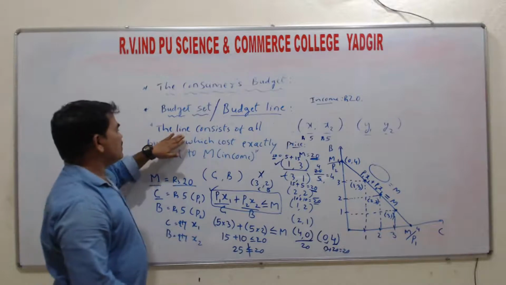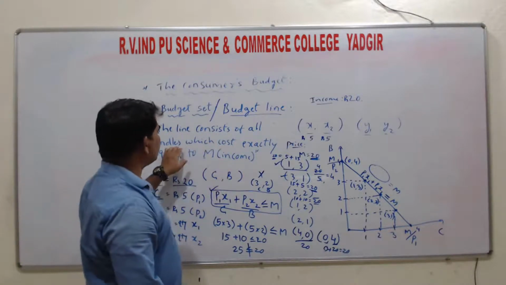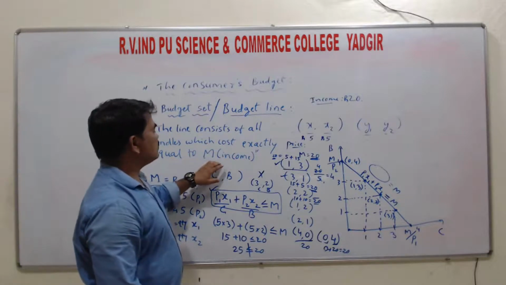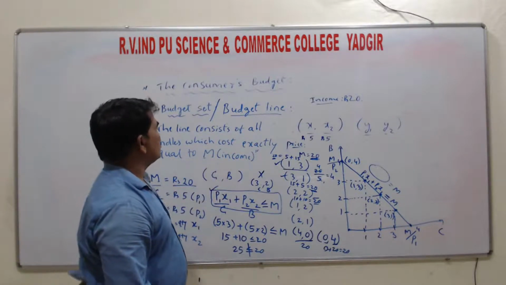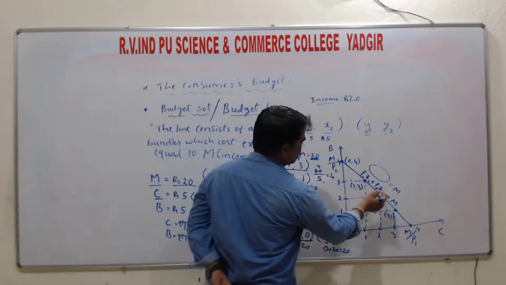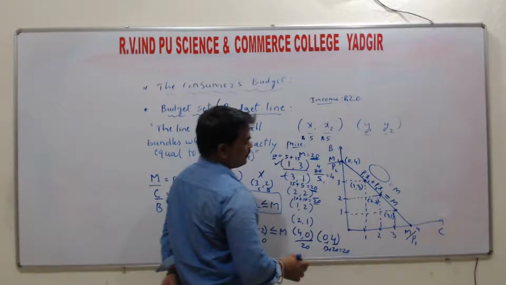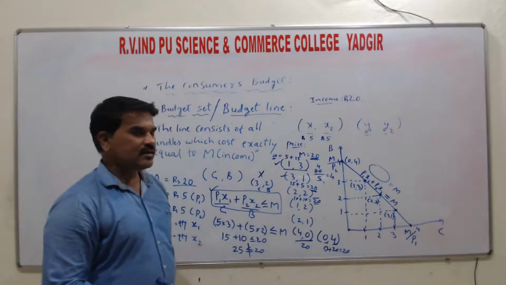I'll read it again. The line consists of all the bundles which cost exactly equal to his income. So these are all the bundles where the cost is exactly equal to his income. This line we call the budget line.